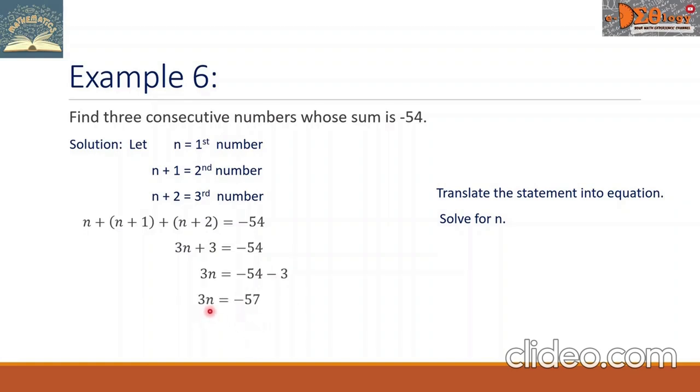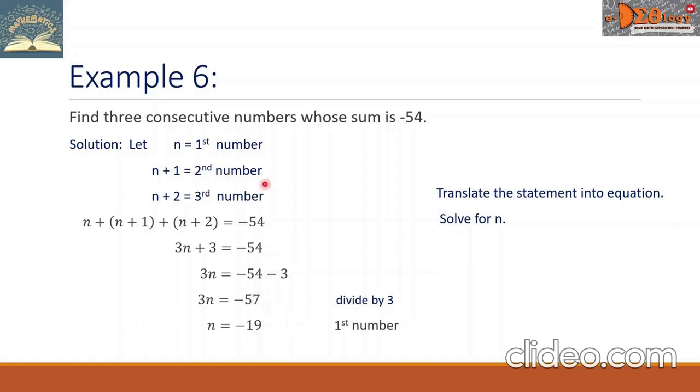We solve for n further. We divide this equation by the coefficient of n, which is 3. So by doing so, the left side becomes n, and the right side, negative 57, divided by 3, is negative 19. So in the beginning, we said that n is the first number.